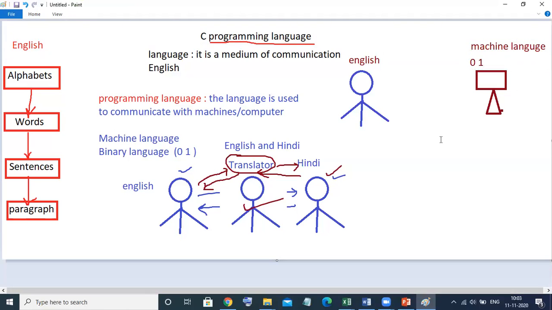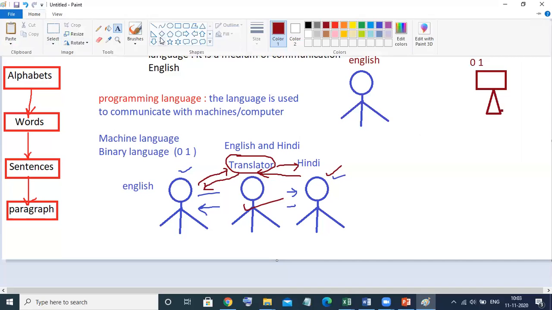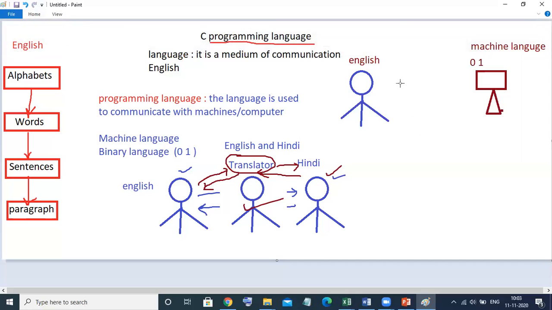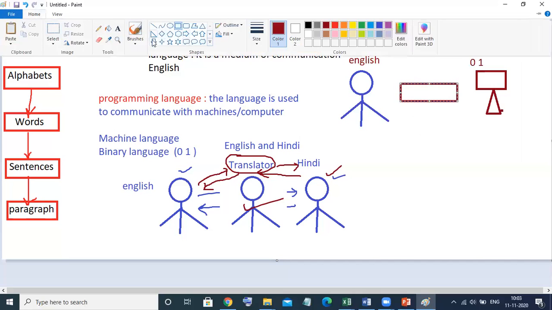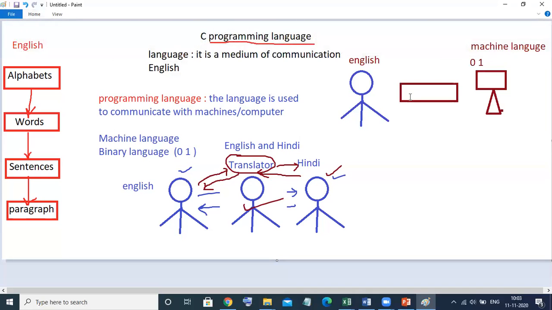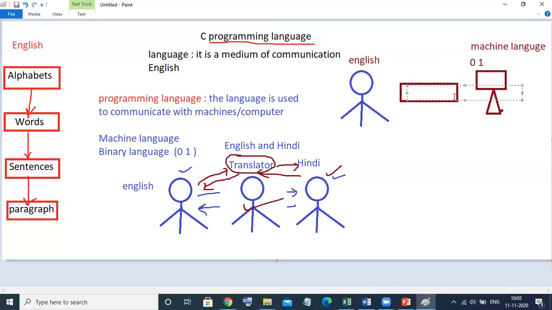I'm talking about the C programming language specifically. The C programming language is a high level language. High level language means you can write your programs using normal English language, which we human beings can understand. But the machine cannot understand this normal human language. So it requires one translator. In high level languages, basically there are two translators available to convert high level language into machine level language.